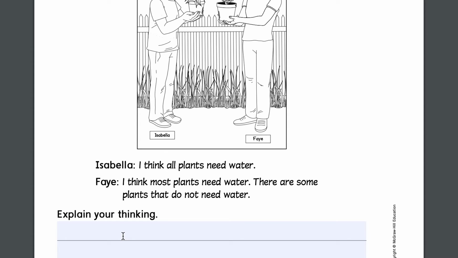Water, and we've seen this in the previous chapter as well, is one of the things that is most important for plants and animals to grow.